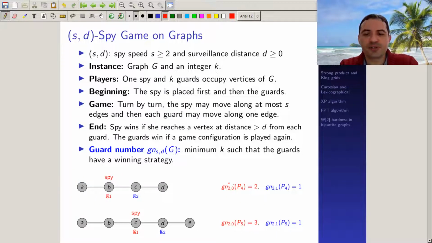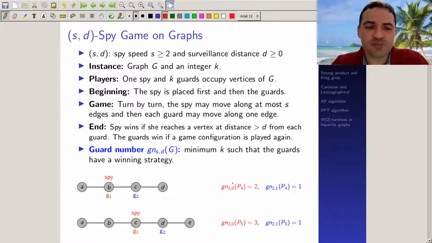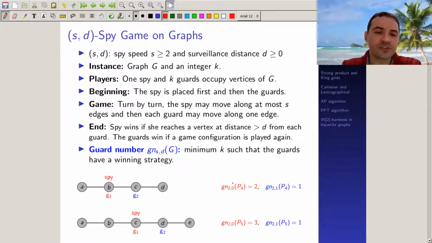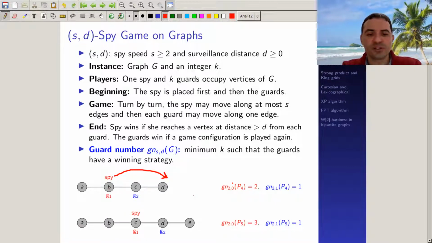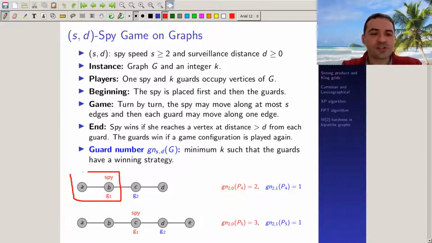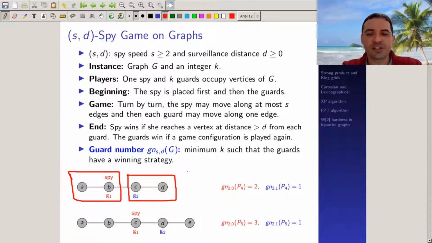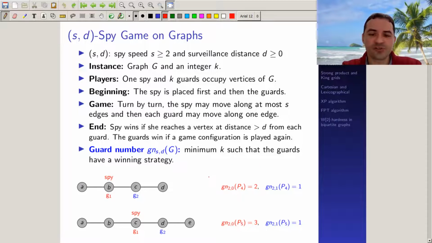If we have spy speed 2 and surveillance distance 0, we need a guard in the same vertex as the spy. One guard cannot surveil the spy. For example, the spy in the vertex B can go to the vertex D, and this guard G1 cannot surveil the spy. Two guards are sufficient since we can have a guard surveilling the vertices A and B and a guard surveilling the vertices C and D. Two guards are necessary and sufficient.